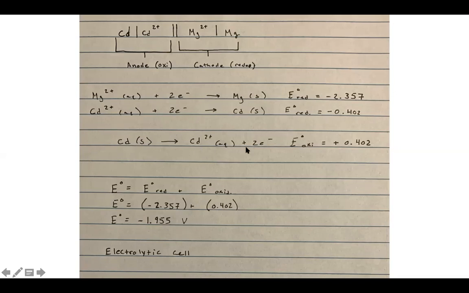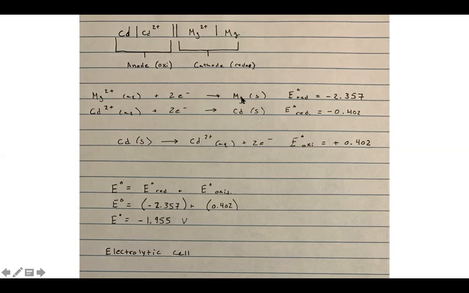And when I flipped this equation, I wrote the E-oxy, so the oxidation potential of this reaction. And so it comes to positive 0.402, right? Because I had to change the sign when I flipped the equation. So now that I have my magnesium equation in terms of reduction and my cadmium equation in terms of oxidation, I would add these two equations together.